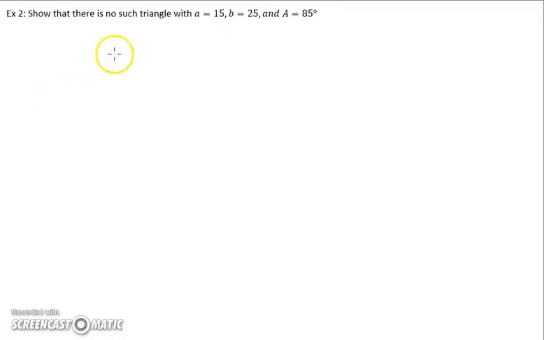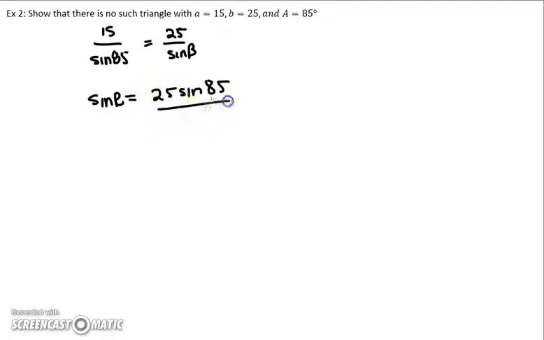So using our law of sines, we would say that 15 over sine of 85 degrees is going to be equal to 25 over sine of B degrees. And we're going to do the same thing we did on the last side, so solve for sine of B. So sine of B is going to be 25 sine of 85 over 15. So that's going to be equal to approximately 1.66.